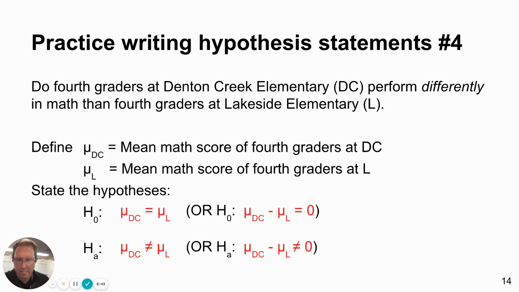Now, basically what I'm saying here, with the null hypothesis, is that any apparent difference between these means is due to random chance. The alternative hypothesis is that there is, in fact, a true difference between these variables.